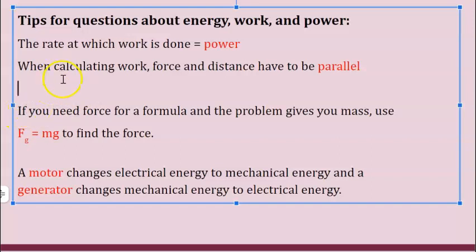If you need force for a formula and the problem gives you mass, you can use Fg equals mg to find the force. And you also need to know that a motor changes electrical energy to mechanical energy, and a generator changes mechanical energy to electrical energy, so they're basically opposites of each other.